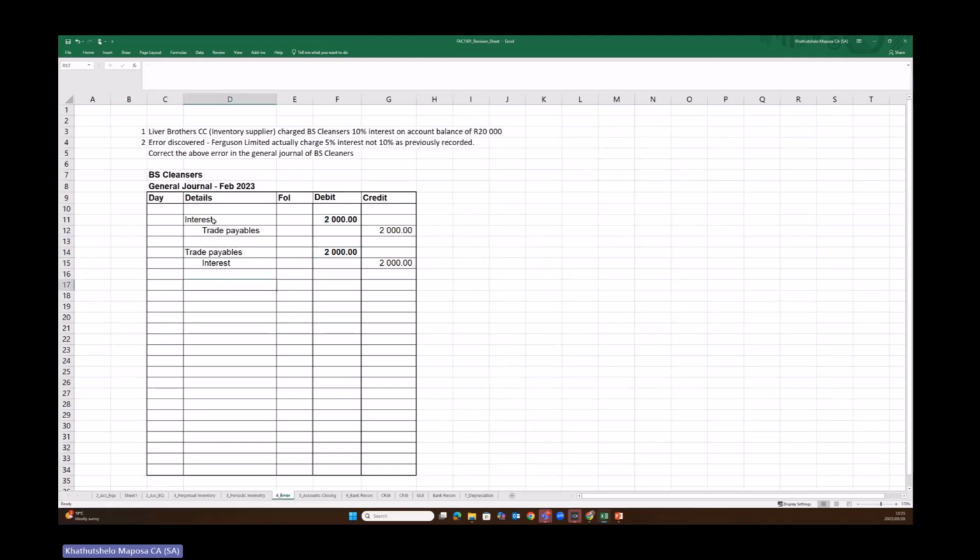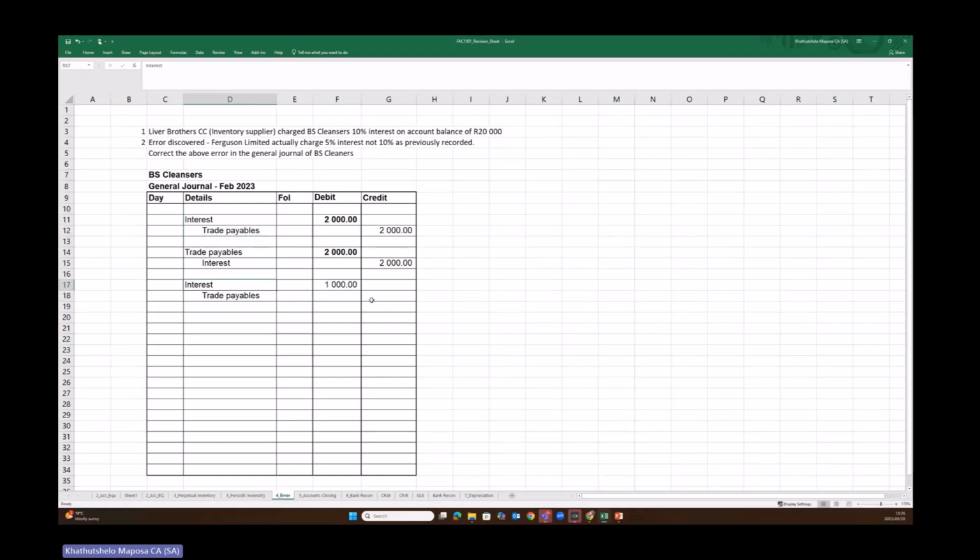Now we must record these transactions in the correct manner that they've said. They said the interest charge was actually supposed to be 5%, not 10%. 20,000 times 5% is 1,000.